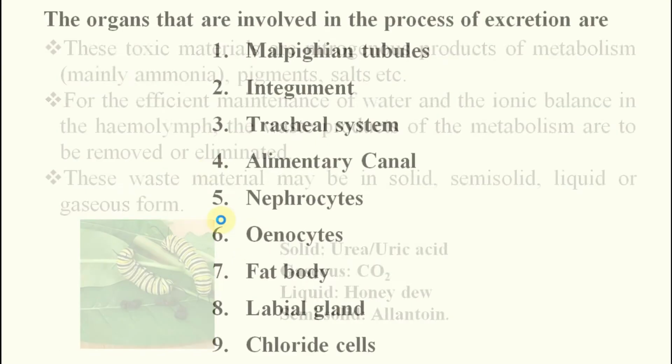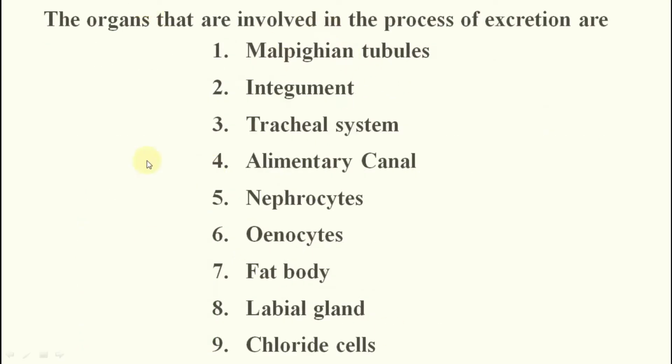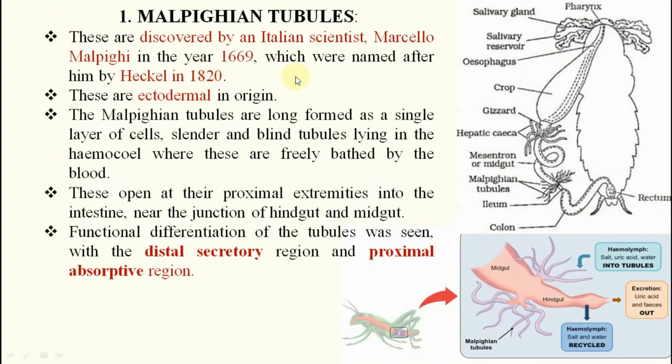So you see different types of organs are there, like Malpighian tubule, integument itself, tracheal system for carbon dioxide, alimentary canal, the rectum and all will come, nephrocytes, oenocytes, fat body, labial gland, chloride cells. These are all what? Your excretory organs or excretory system organs. Getting my point? One by one we will discuss. First one is Malpighian tubule.